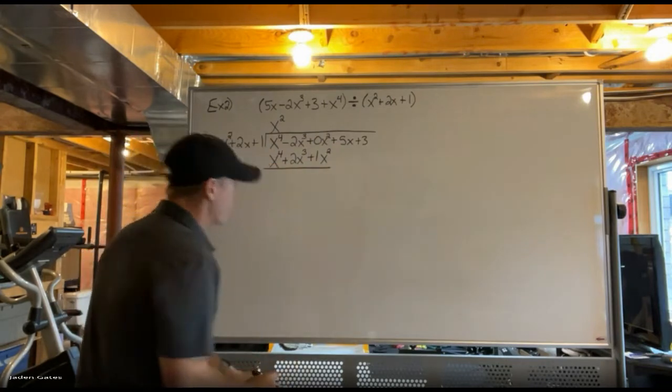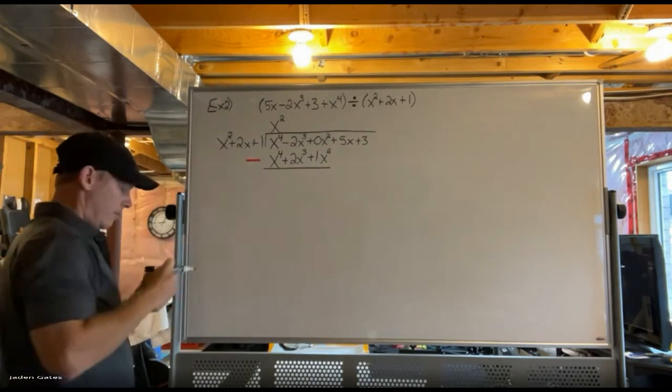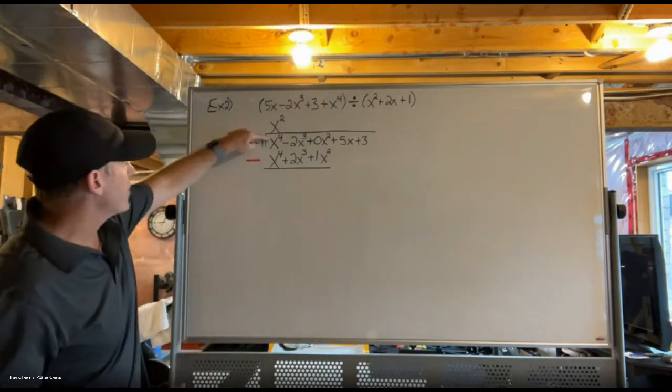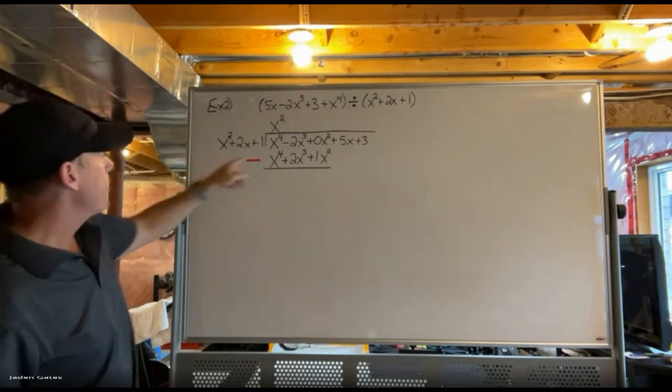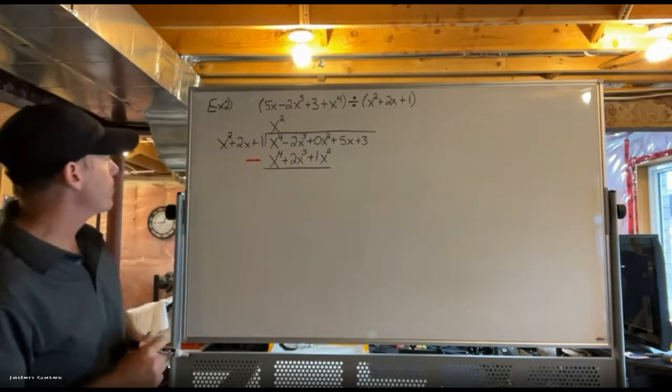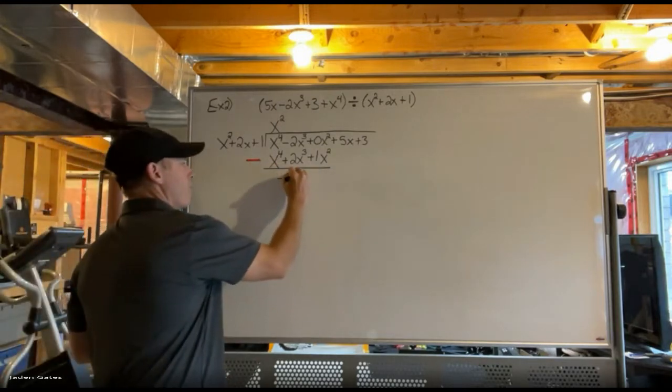All right, so now I'm going to subtract our terms. All right, so x to the power 4 minus x to the power 4, they're gone. But now I have minus 2x cubed minus 2x cubed. That would be minus 4x cubed.